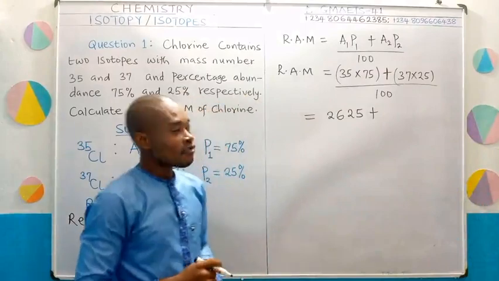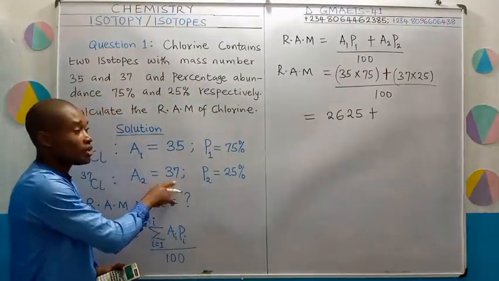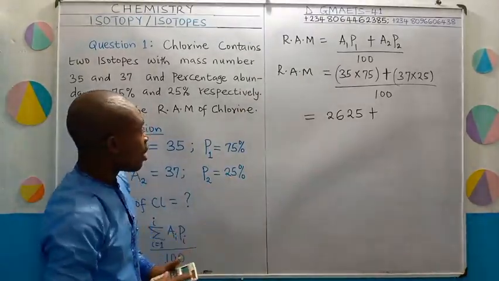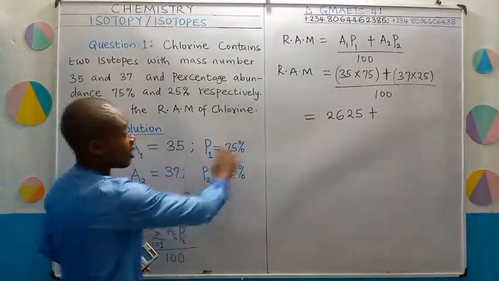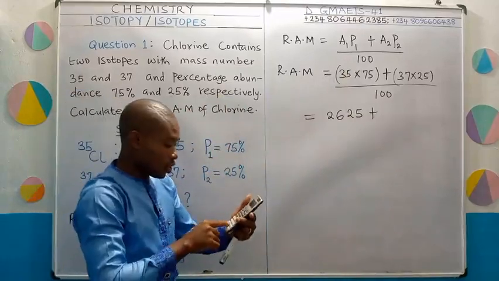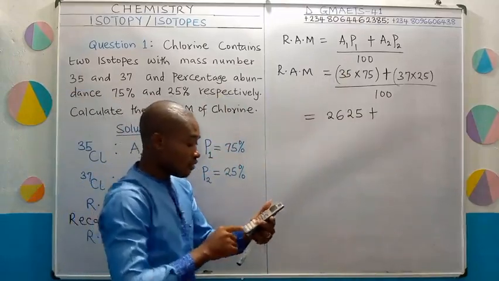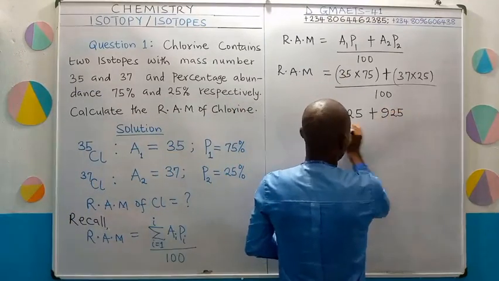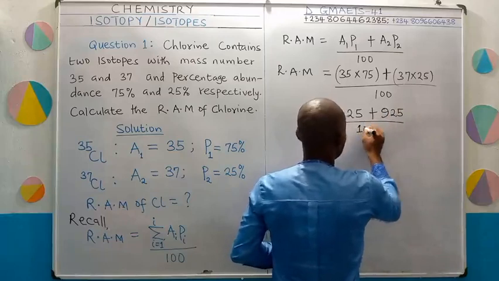But I've corrected it. A2, mass number 2, is 37. So we are multiplying it by P2, which is 25. Alright, A1 is 35 and P1 is 75, so we are okay. Let's go. 37 times 25 will give us 925. So I'll be dividing this by 100.